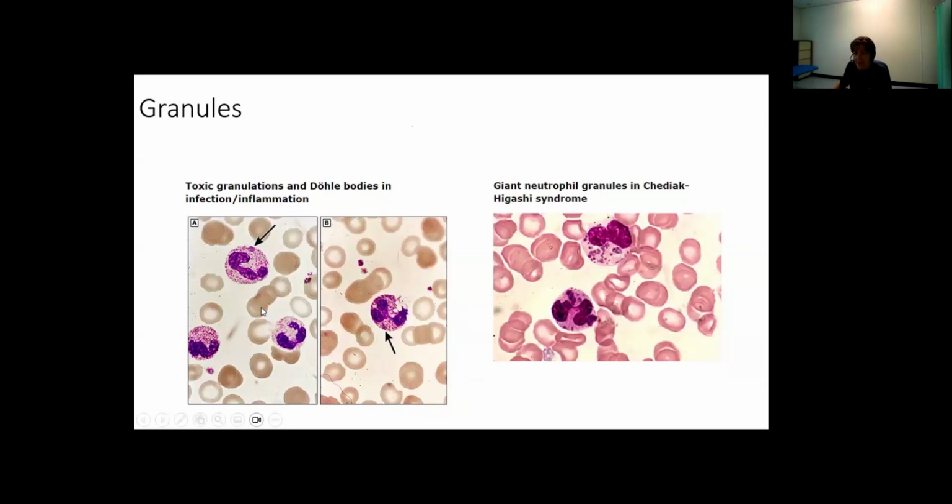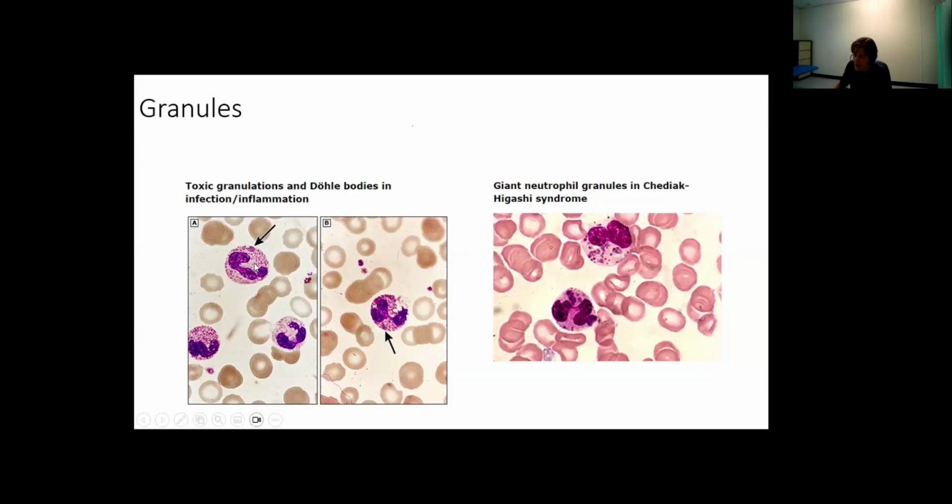And it's actually made up of rough endoplasmic reticulum with ribosomes bound to it. So it can be present in other situations, but that's the Dohle bodies here and here, as compared to the other side, which is an inherited condition called Chediak-Higashi syndrome, and these have giant neutrophil granules, which are quite different to these.